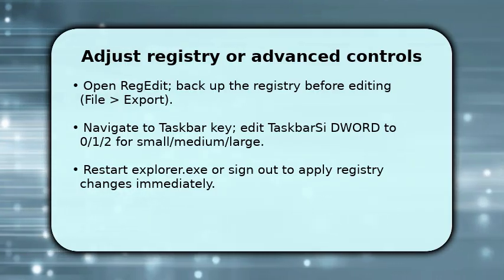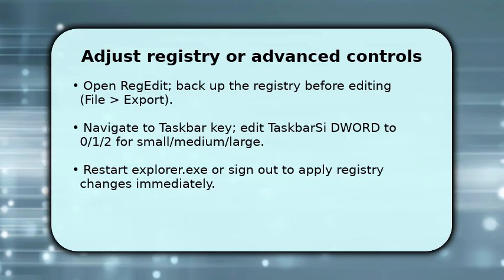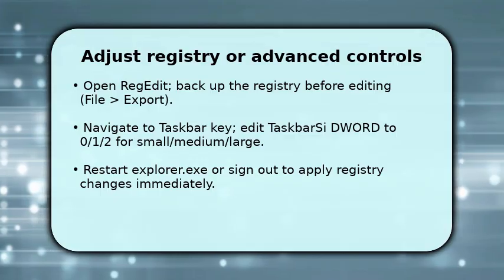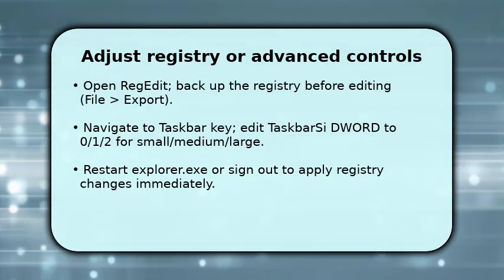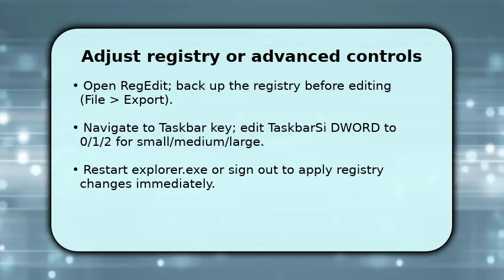Change the taskbar seed word to 0 for small, 1 for medium, or 2 for large. You'll be choosing the correct size directly. Make sure to save the change and restart Explorer.EXE or sign out and back in, so Windows reads the new value and resizes the taskbar.